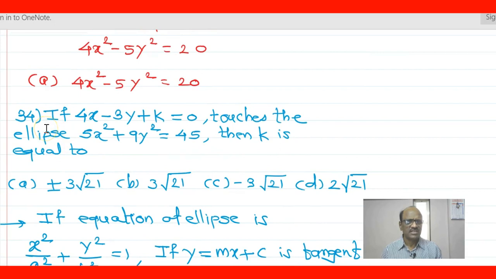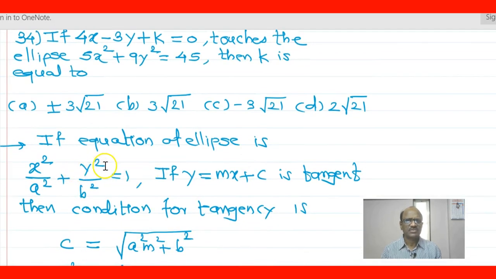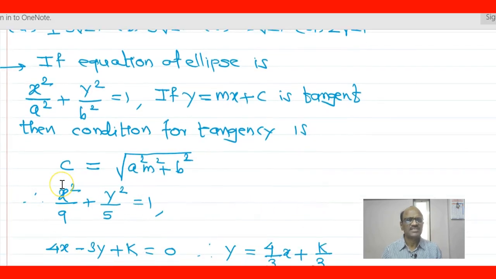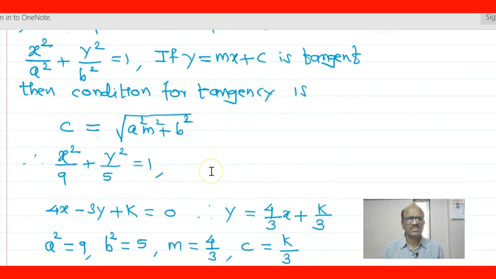Now next question, if 4x minus 3y plus k is equals to 0 touches the ellipse, 5x square plus 9y square is equals to 45, then find the value of k. Now see this, the equation of the ellipse is x square upon a square plus y square upon b square is equals to 1. If the line y is equals to mx plus c is a tangent, then the condition of the tangent c is given by, that is c is equals to, we treat as plus or minus, that is c is equals to under root of a square m square plus b square.